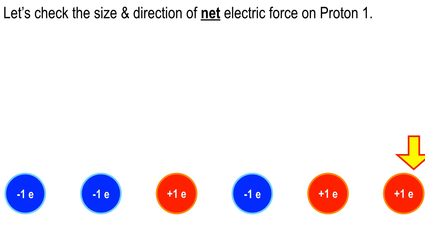First, we're going to look at the 2 nearest neighbors. Left and right. Nearest neighbor left, nearest neighbor right. Now the force from the nearest neighbor left pulls to the left, pulls my target proton to the left. So drawing a big arrow to the left.